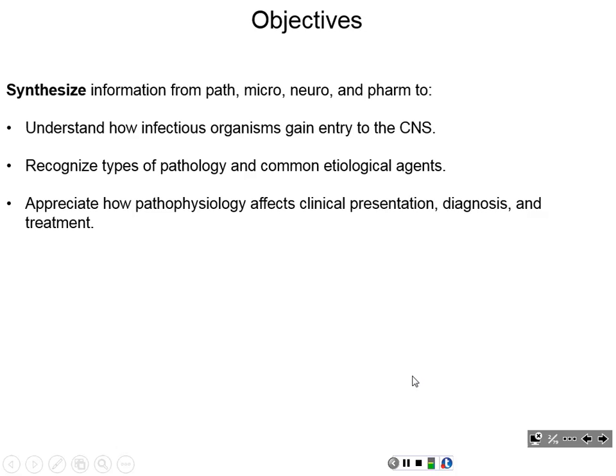My goal is to synthesize information that you already have from pathology, microbiology, immunology, and a tiny bit of pharmacology. Nothing all that new because I know you guys haven't had pharmacology yet. But I want to synthesize this information to help you understand how infectious organisms gain entry into the central nervous system, recognize the types of pathology they cause once they've gained entry and the common etiological agents for this, and to help you appreciate how this pathophysiology affects the clinical presentation, the diagnosis, and the treatment of these organisms.